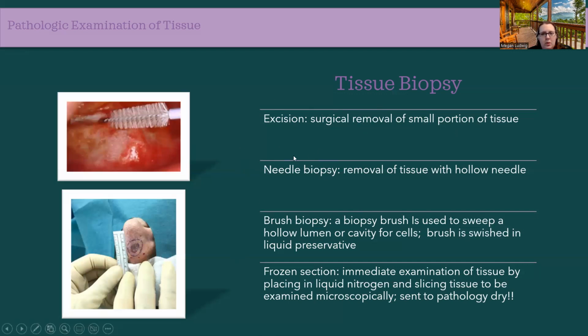So some terms here related to tissue biopsy. One of them is excision. If you excise something, you're taking it out. So it's a surgical removal of a portion of tissue. It could be done in several ways. So one of them is like a needle biopsy, where it's usually a pretty long needle.